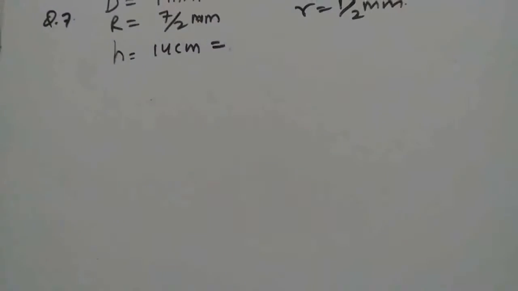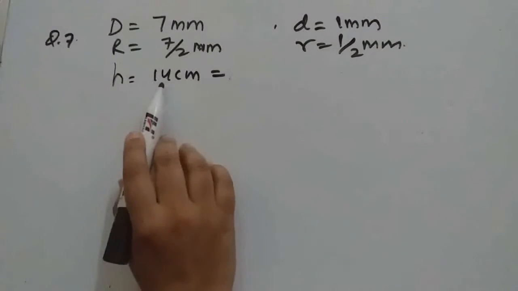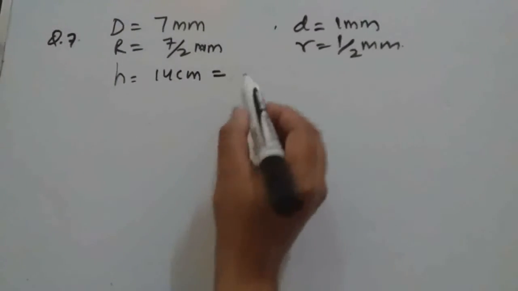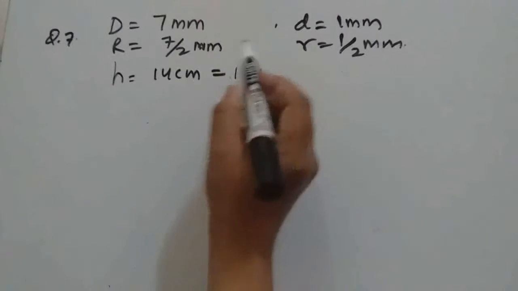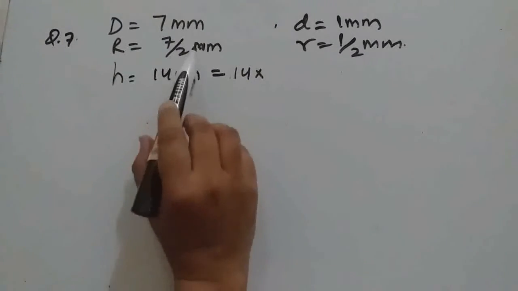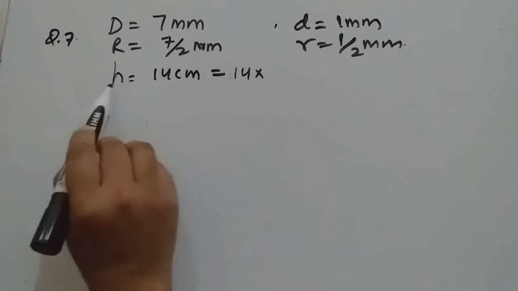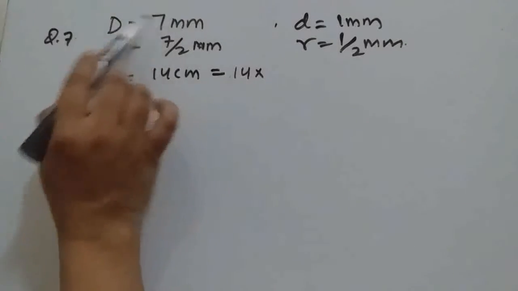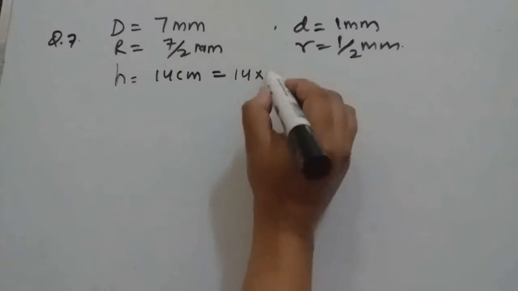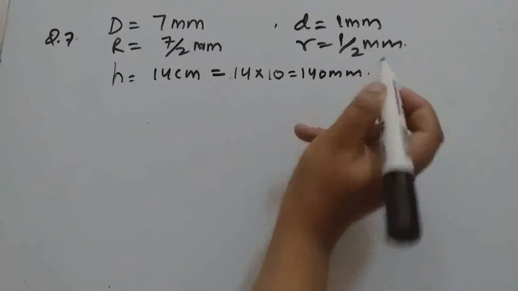To convert from centimeter to millimeter we should multiply by 10. We can convert all millimeter into centimeter and centimeter into millimeter. Okay, so only this quantity we need to convert, and for the other two quantities it is better to convert this into millimeter. So 140 millimeter will come.